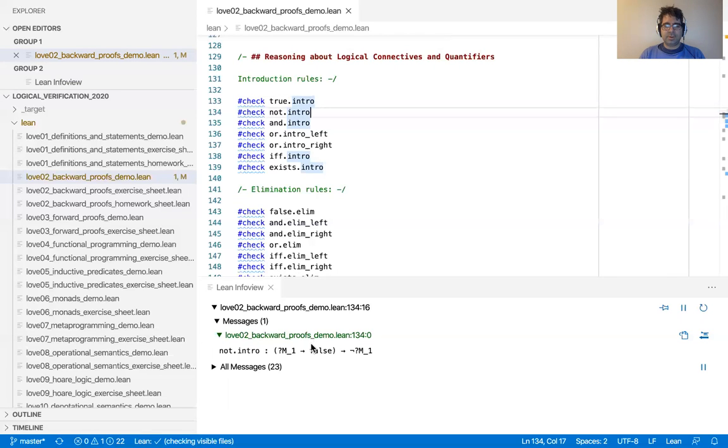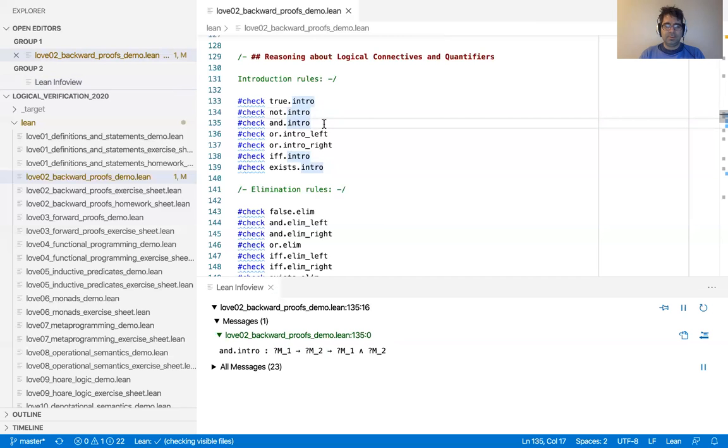Not here says, if you want to prove not of something, you see where this question mark M1 means some meta variable, then you need to provide the following. You need to prove that if you assume M1, then you can derive false. So this is how, in some sense, not is defined, at least in one direction. If you want to prove not, it suffices to assume whatever and then to derive false. So that's a proof by contradiction, or at least a proof of negation.